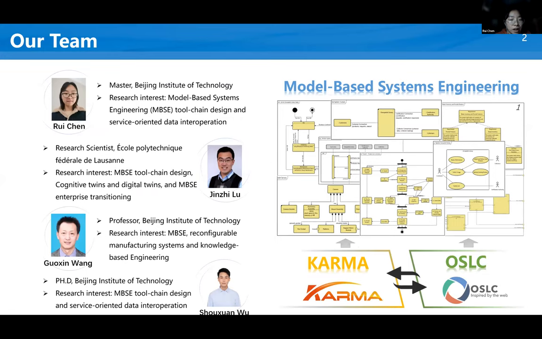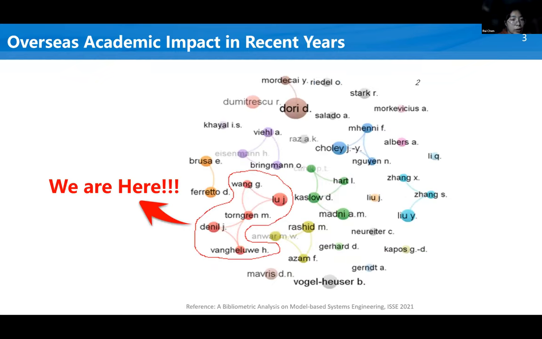Our team focuses on research about leading-edge methods used in MBSE, especially the design of modeling language. With the partners in EPFL and KTH, we developed a new modeling language named KAMA to support domain-specific modeling. Besides, our team also focuses on MBSE toolchain development, and we want to combine the KAMA language and the OSLC specification to improve design automation. In recent years, our team has achieved some academic impacts in the field of MBSE.